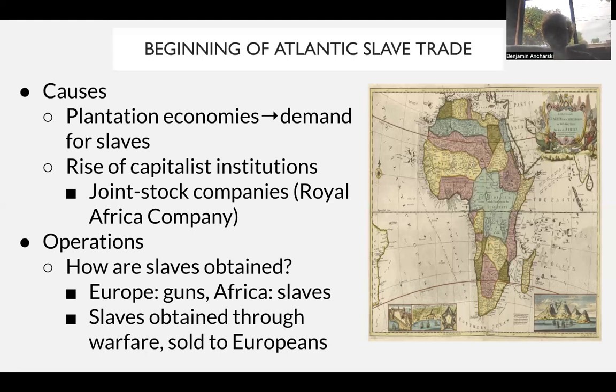We are going to see that slaves are obtained through warfare, oftentimes between rival villages, rival tribal groups. They will go to war with each other to capture slaves. And those slaves are sold in exchange for guns. And guns, as we saw in Unit 3, mean political power. So we do see a lot of African states are going to centralize through the purchasing of guns obtained for the capturing of human beings.